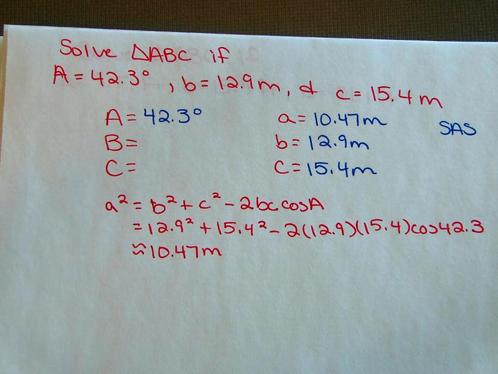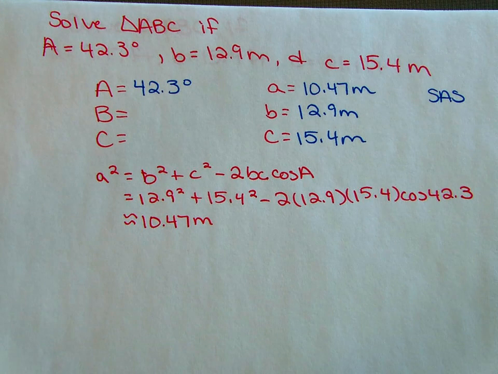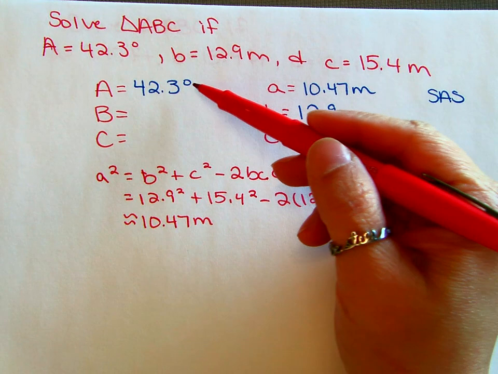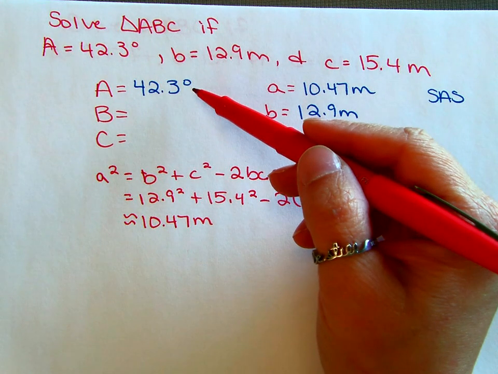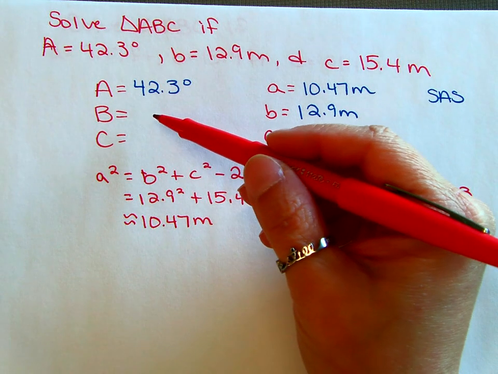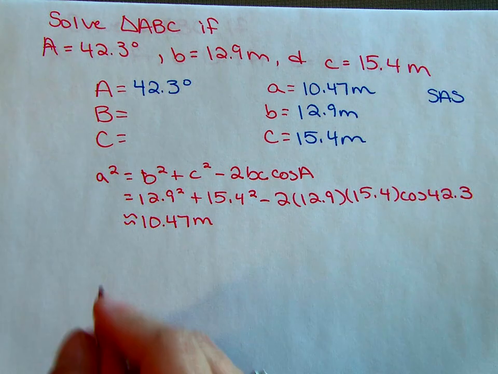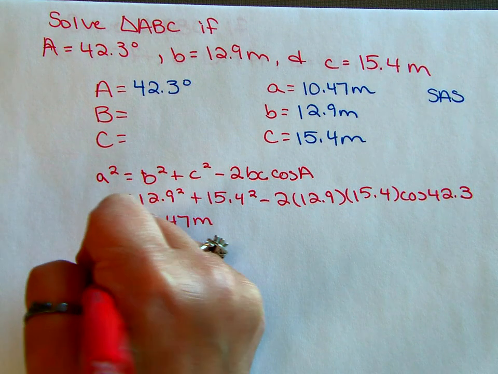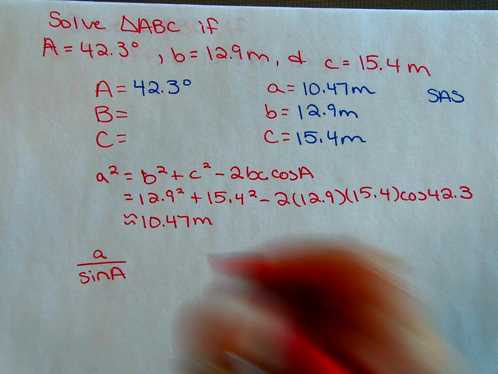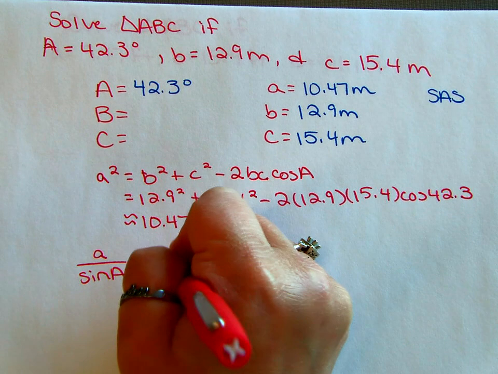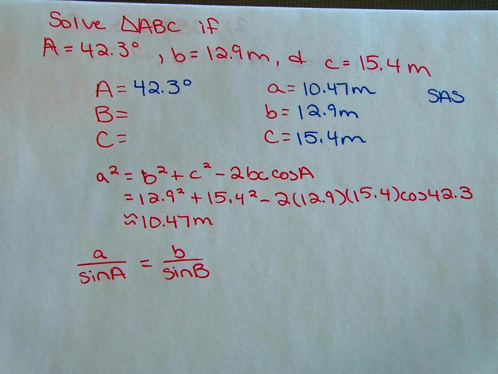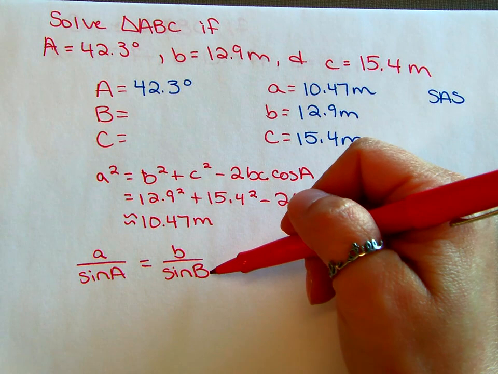Now that we have all of our sides and we have one angle, we can do our law of sines to come up with another one of our angles. Because if I have side A and angle A, then I can use that, let's say with side B, to figure out what angle B is. Because remember, law of sines is A over sine A equals B over sine B. So now that I know what A is, I can figure out what angle B is.